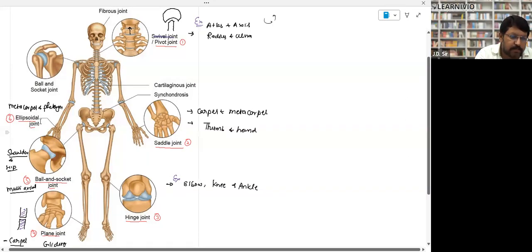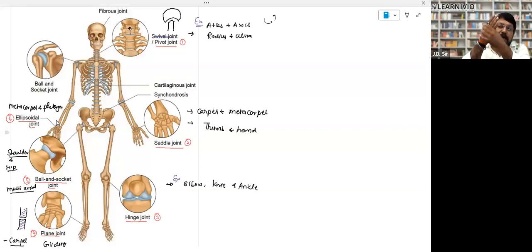Then ellipsoidal joint. So metacarpal and phalanges. What is the metacarpal? This is the carpal, then this is the metacarpal, metacarpal and phalanges. So the joint between this part and this part can move in any direction, not like a hinge joint, which can move in only one direction, right? So they are called ellipsoidal joints.